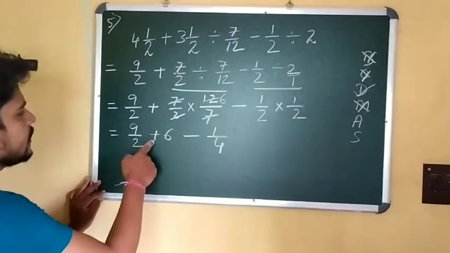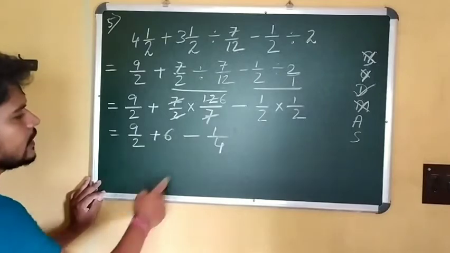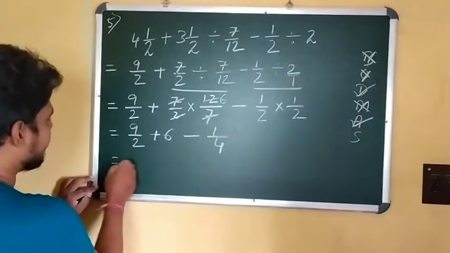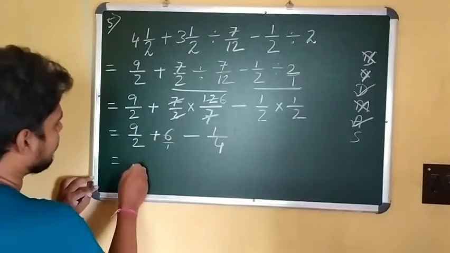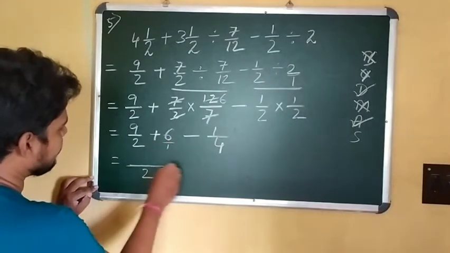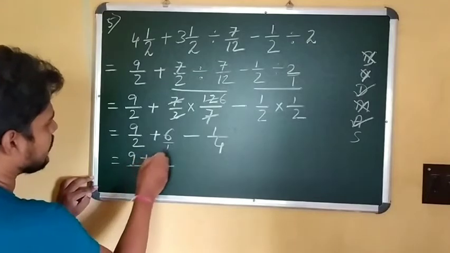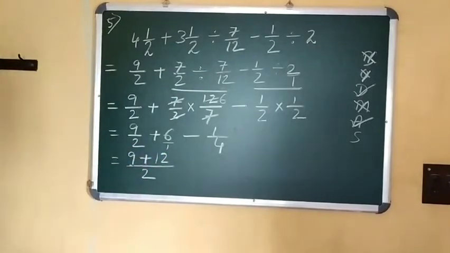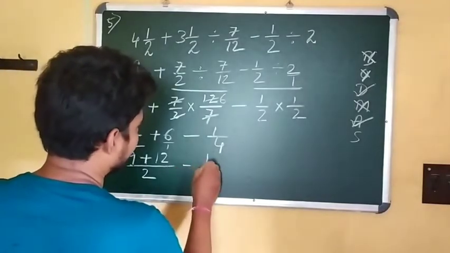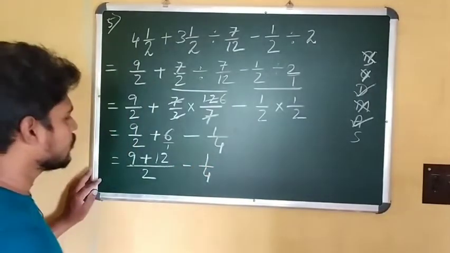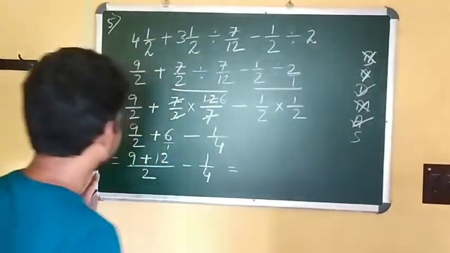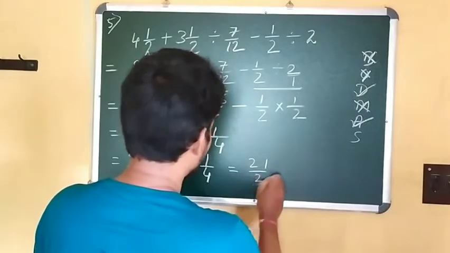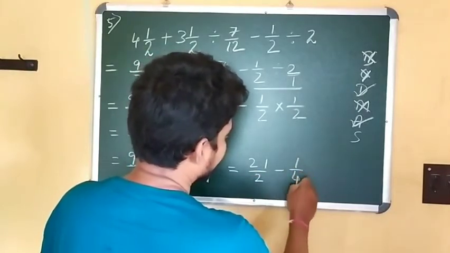Now you can check there are only one plus sign and one minus sign, so you have to follow the addition. So 9 by 2 you can write down, 6 by 1, take 2 as the LCM, then 9 plus 6 into 2, 12. Then you write down minus 1 by 4 as it is written. So in the next line you write down 9 plus 12, that is 21. 21 by 2 minus 1 by 4.